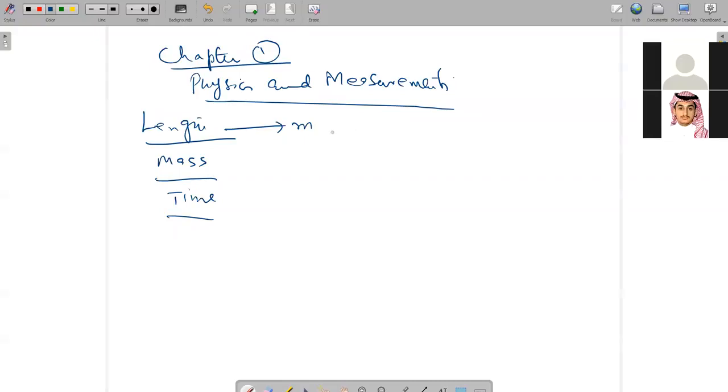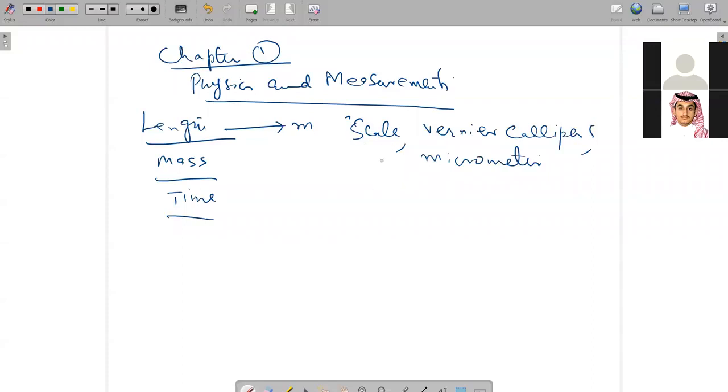But if you want to measure the length with some instruments, you know that we can use the scale. We can use the vernier calipers. Vernier caliper, maybe you have studied in your high school physics. And we can use the micrometer. So these are the instruments which we normally use to measure any length.